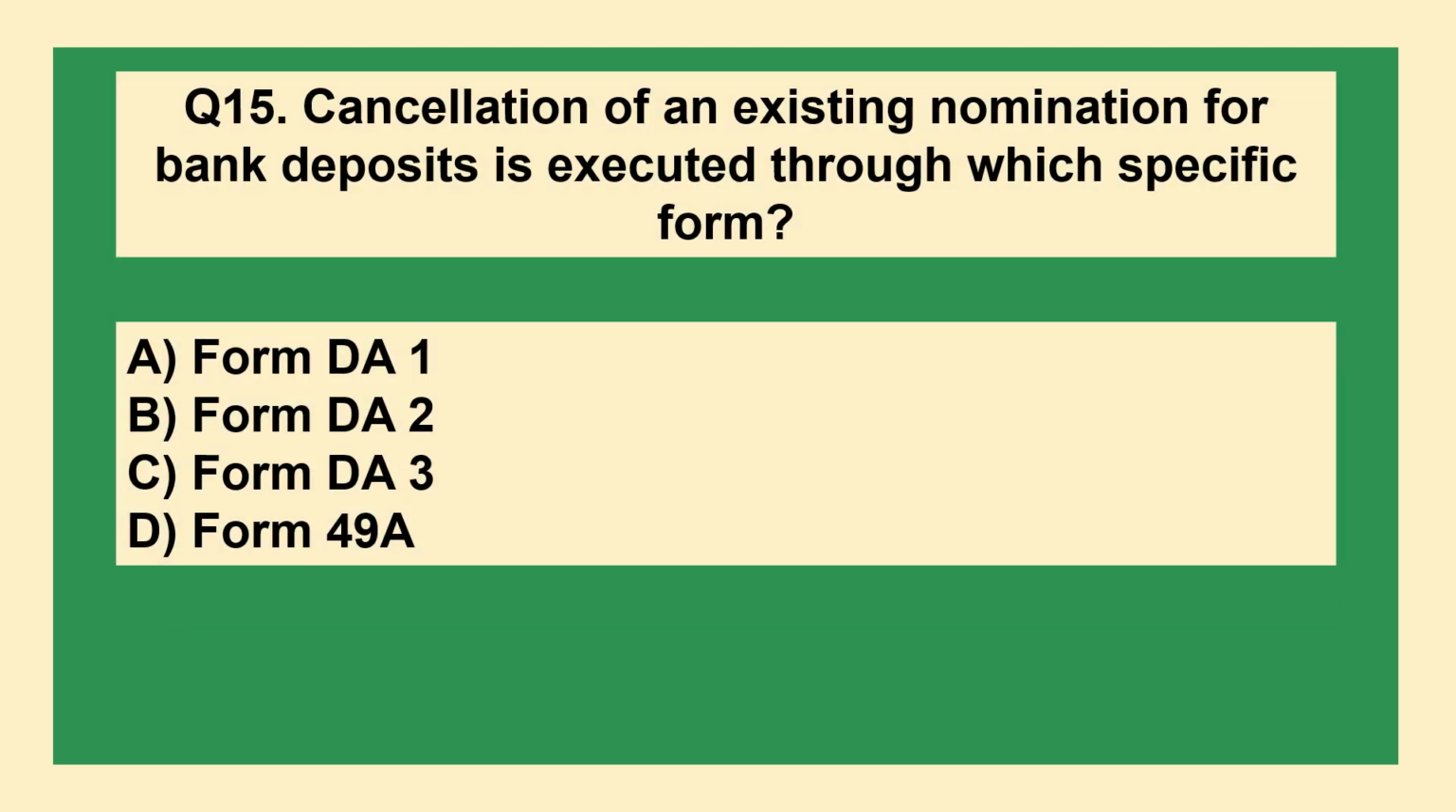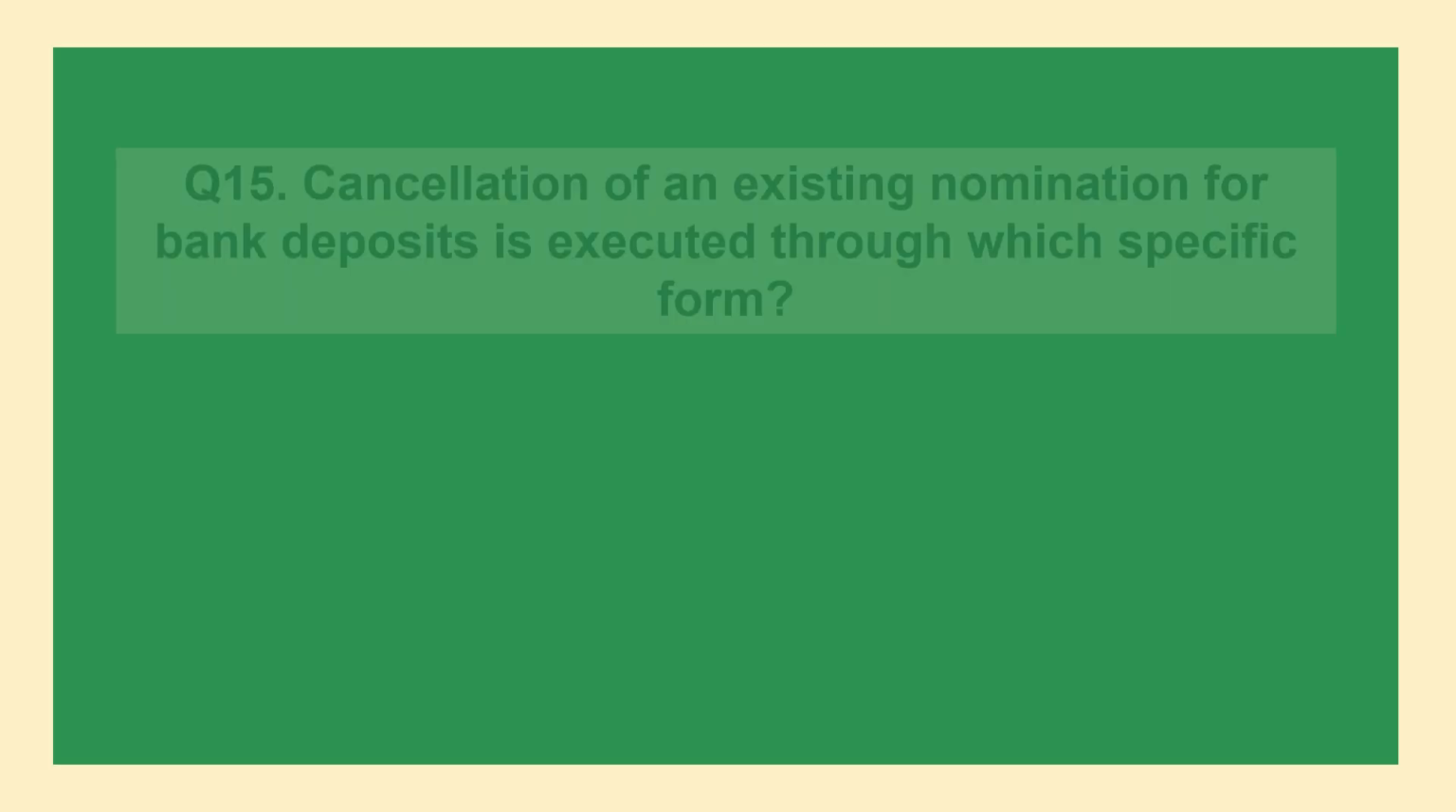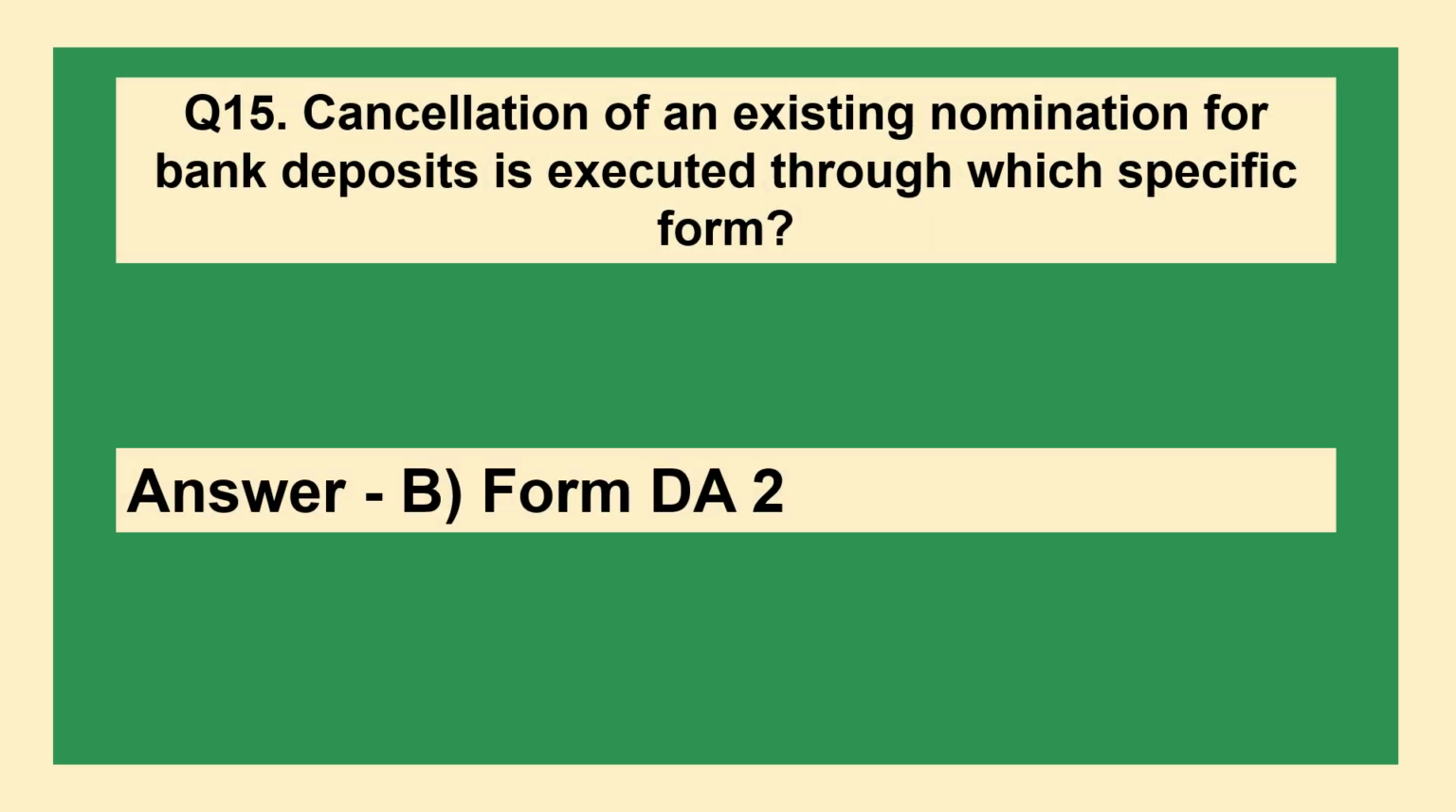Question. Cancellation of an existing nomination for bank deposits is executed through which specific form? Option A, Form DA1. Option B, Form DA2. Option C, Form DA3. Option D, Form 49A. Correct answer is option B, Form DA2.